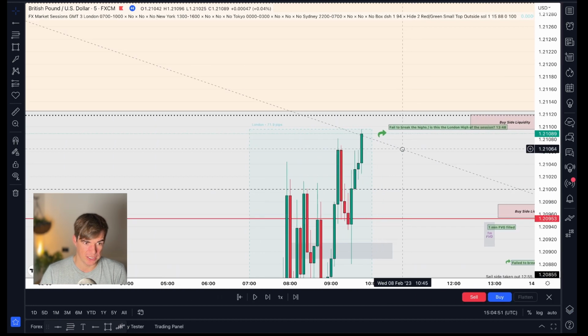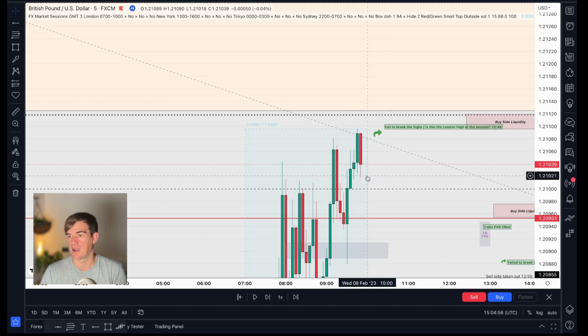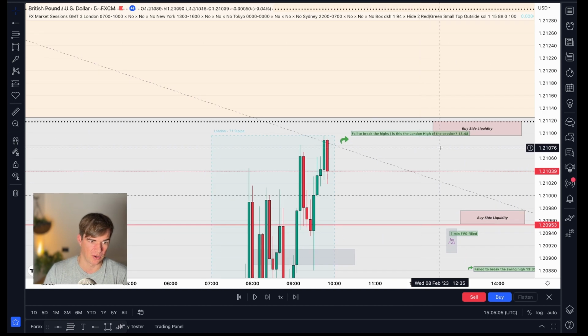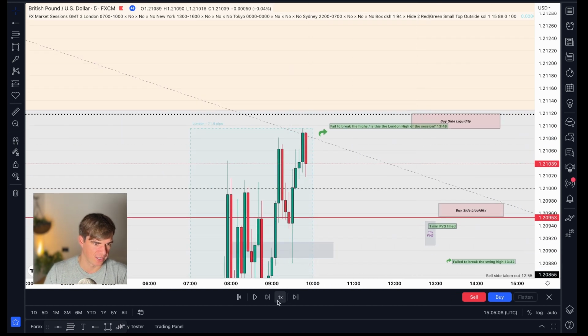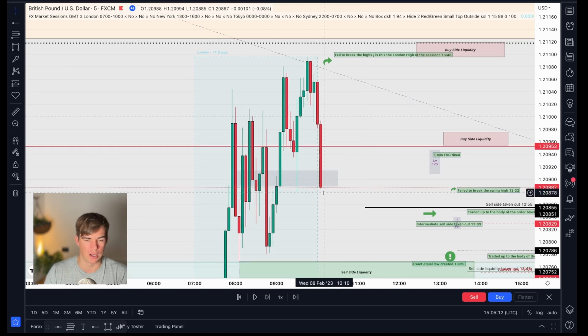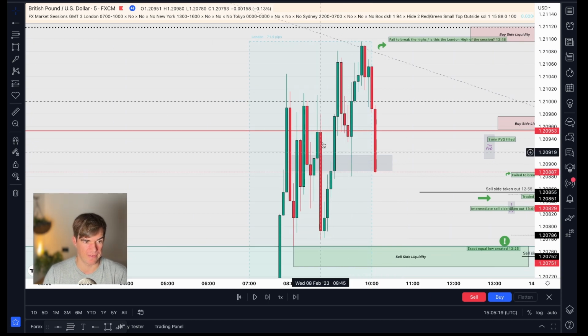So it didn't touch. However, when we saw this movement here, I was quite confident that this is potentially the top. And at 1:48, I said, failed to break the highs. Is this the London high of the session? And then what happened next? The price broke below the daily high. Now, if this was going long, we had a fair value gap here that broke the high. This would be your entry, continue down.